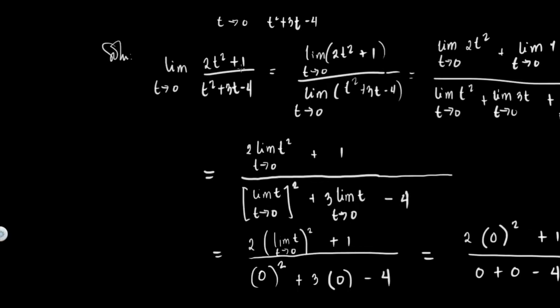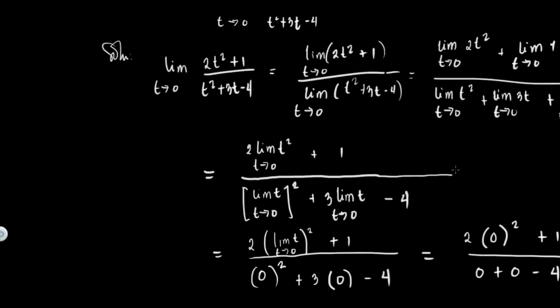Limit of 2t squared plus 1 equals limit of 2t squared plus 1 all over t squared plus 3t minus 4 as t approaches 0. Ang haba ng solution. Pero again, para makita nyo yung paano gamitin yung mga theorems. Pero pwede rin naman yan ng diretso na lang ng substitute. Okay, substitute natin. I'll change the color of my pen to blue.